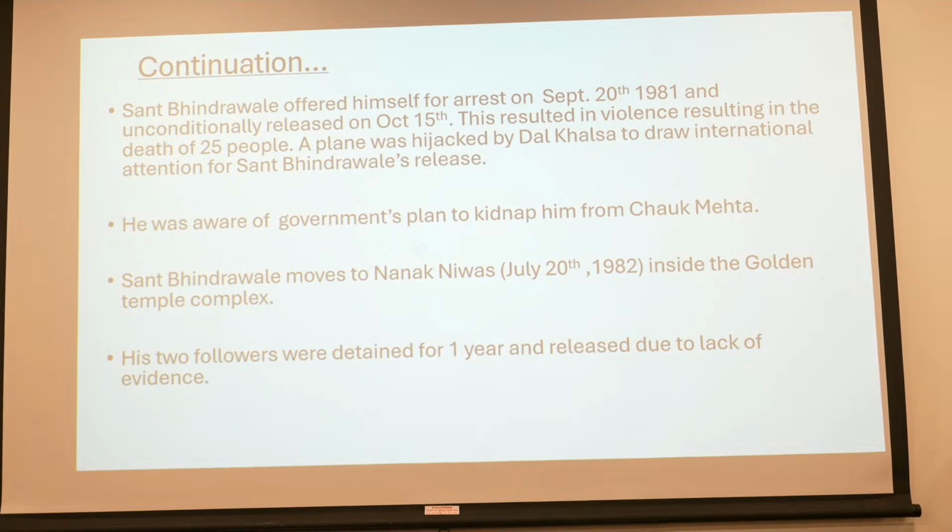He became aware of a government plan to kidnap him, so he moved to Chowk Mehta, which is part of the Golden Temple complex. He moved there in 1982. So just remember what we said before. Now circumstances are being created, an environment is being created where Indira Gandhi could justify attacking the Golden Temple. He's giving information he's going to be kidnapped, so he moved to the Golden Temple.